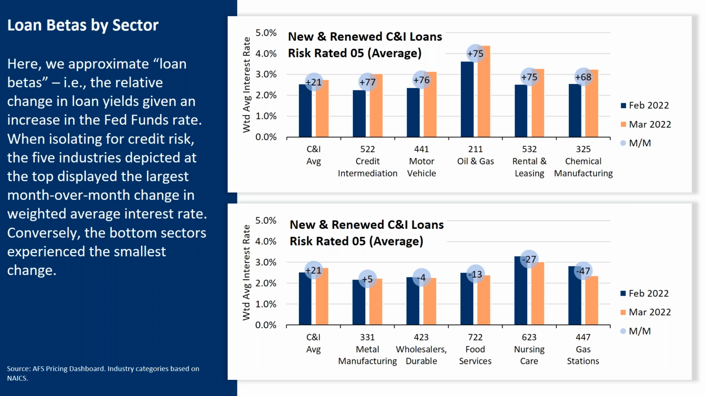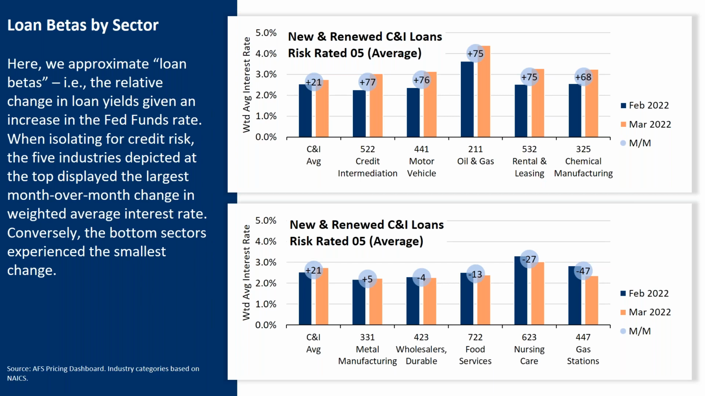Conversely, the sectors at the bottom did not have a big change in rate month over month. Despite the increase in the Fed funds rate and the prime rate and SOFR, there were a few industries that, even when adjusting for credit risk, actually had a decline in yield. Industries like wholesalers, which Rob had pointed out as being a big growth sector, food services, and nursing care. So it really shows you just how important industry is when trying to understand pricing trends, and that some sectors are much more sensitive to changes in the Fed funds rate than others.